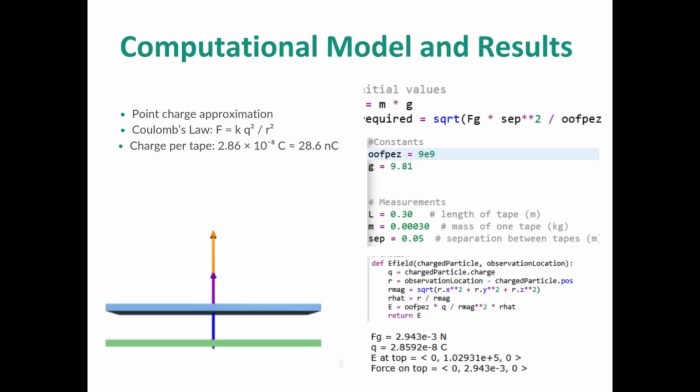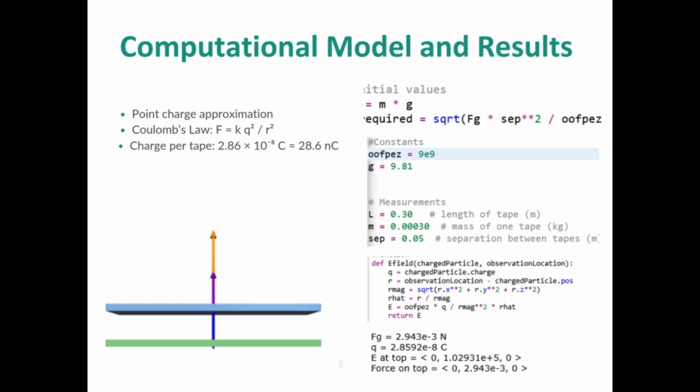Now, in my WebGL Script program, I set the initial conditions. The tape length was 0.3 meters. The tape mass was 0.0003 kilograms. The separation between the two was 0.05 meters. Gravity, obviously, 9.81 meters per second squared. And k equals 9 times 10 to the ninth.